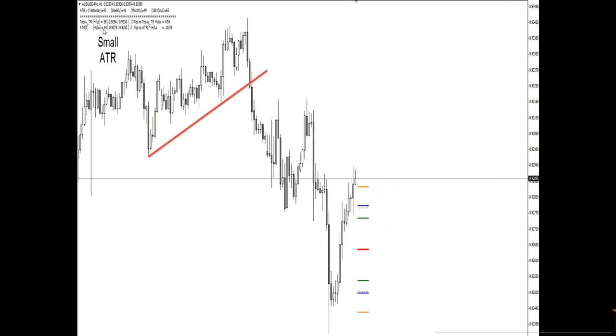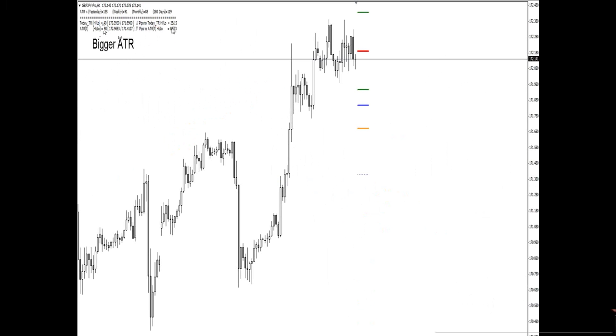So if you see that ATR is so small, then you can try to search for pairs which are moving better. Bigger ATR is 98, so this is good. You can go for a pair which is moving with 100 pips of ATR.